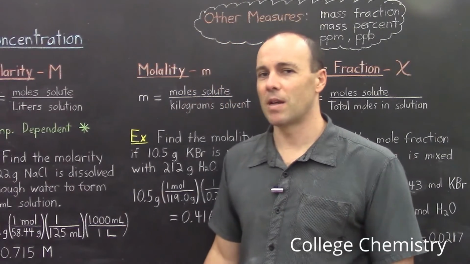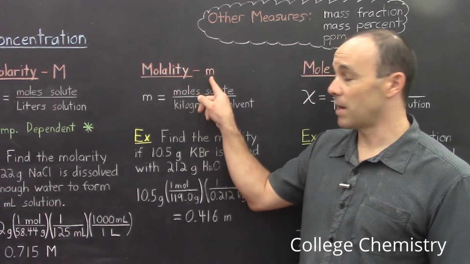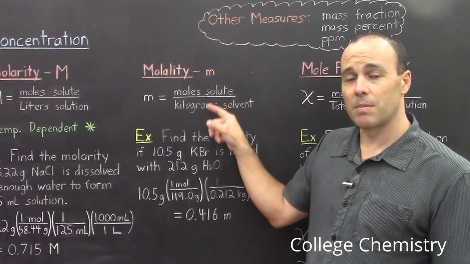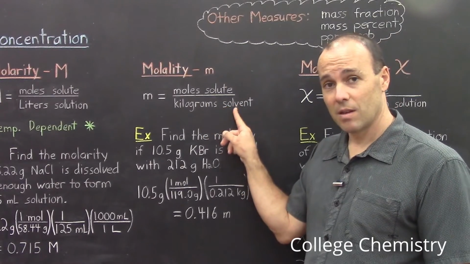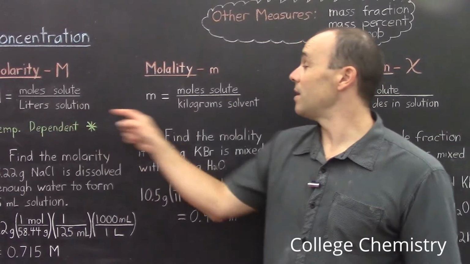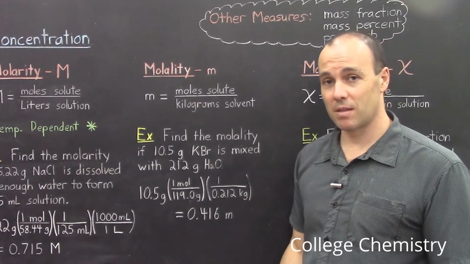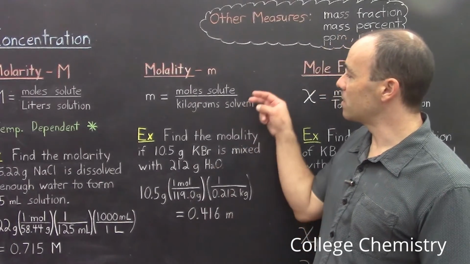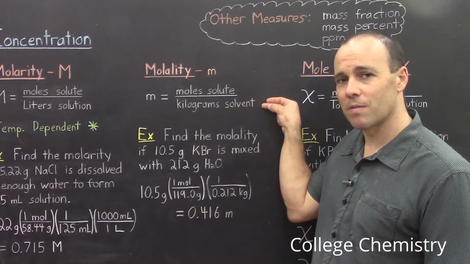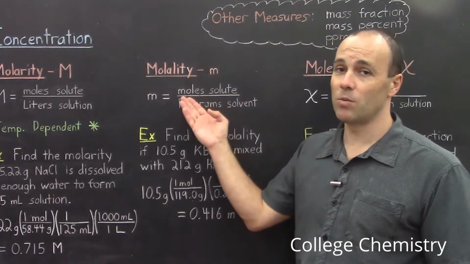Now the next measure of concentration is kind of similar. The molality, indicated by a little m. Here the molality is moles of solute divided by kilograms of solvent. Notice here it's solvent this time, not solution. And it's mass of solvent. So this is a temperature independent measure, and that's because the moles and the mass do not change with temperature. So under hot conditions or cold conditions, the molality would always be the same.